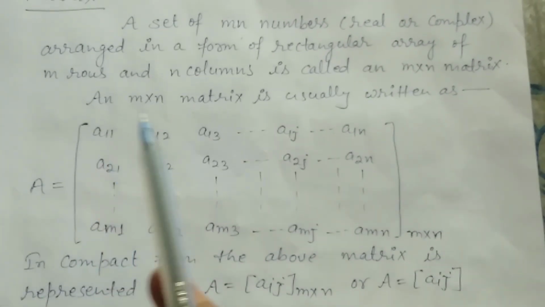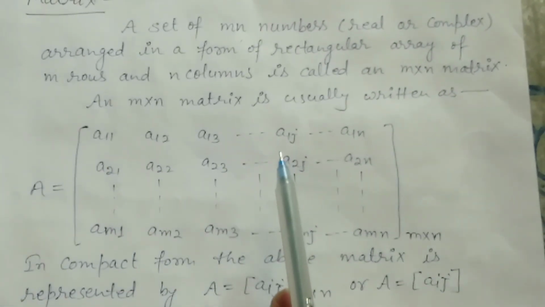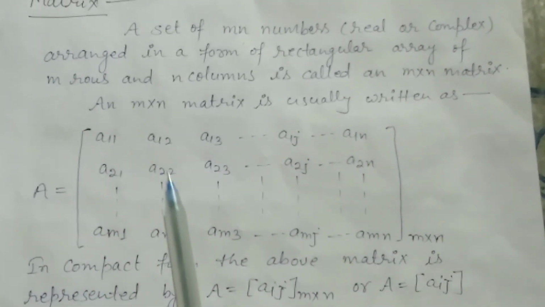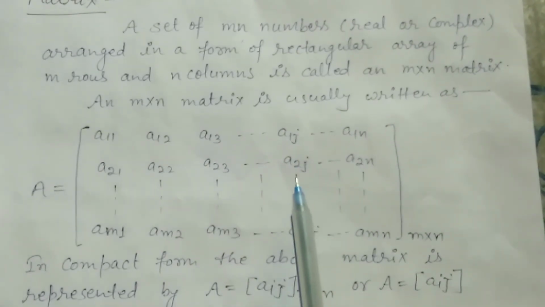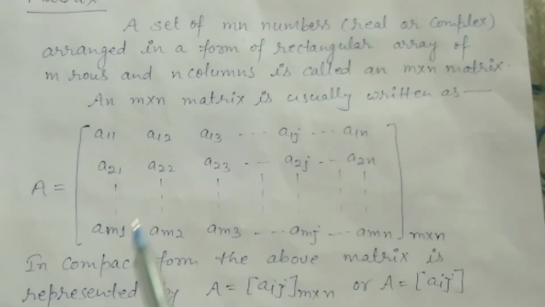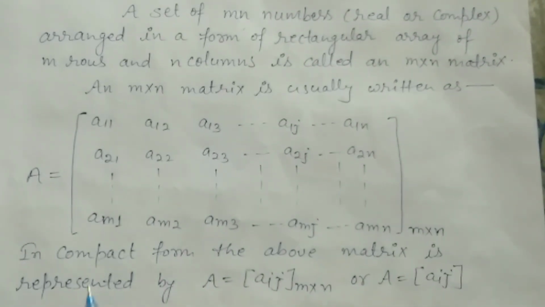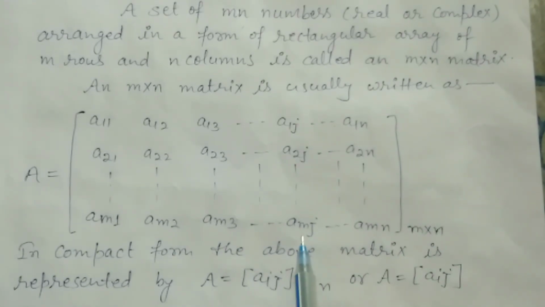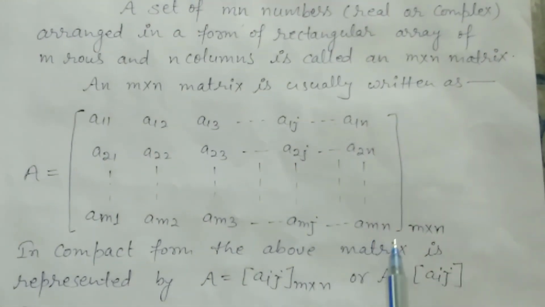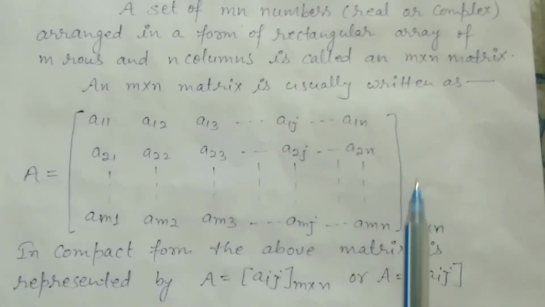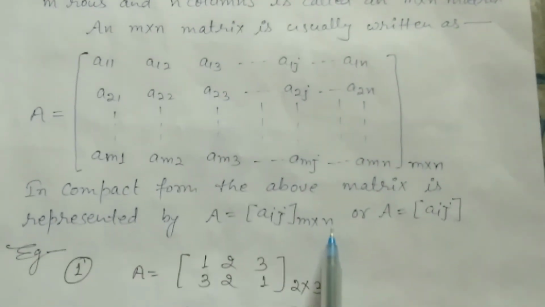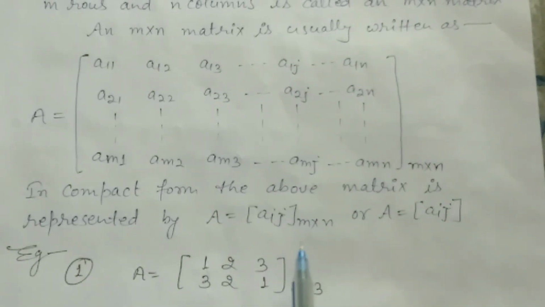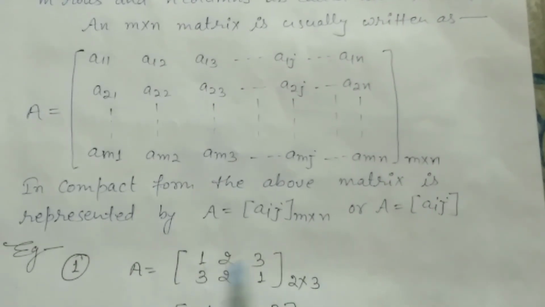First row elements a11, a12, a13 and so on up to a1j and so on a1n. Second row a21, a22, a23 and so on a2j and so on a2n. Finally, its last row am1, am2, am3 and so on amj and so on amn. This is the matrix of m by n. In compact form, the above matrix is represented by A equals aij of order m by n.